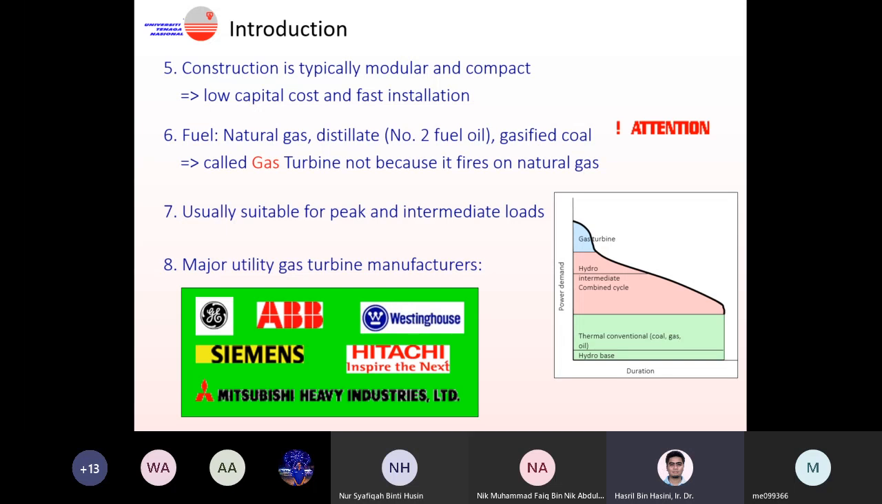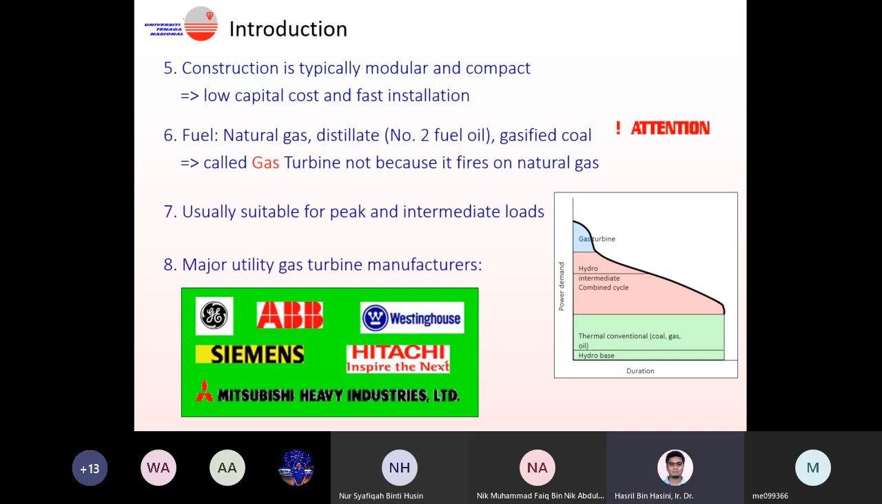And then the installation of the gas turbine is fast. Why? Because of its modular construction. When you buy the gas turbine, it already comes in a package or module. You just need to unpack it and then do the installation in your power plant.